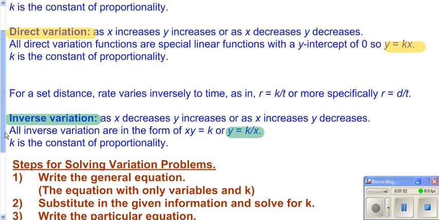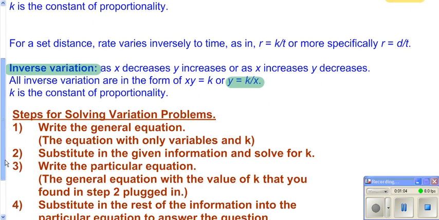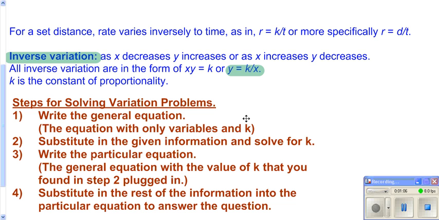Now, inverse variation, basically, as x increases, y decreases, or vice versa. All inverse variations can be written in the form of y is equal to k divided by x. Once again, k is your constant of proportionality.